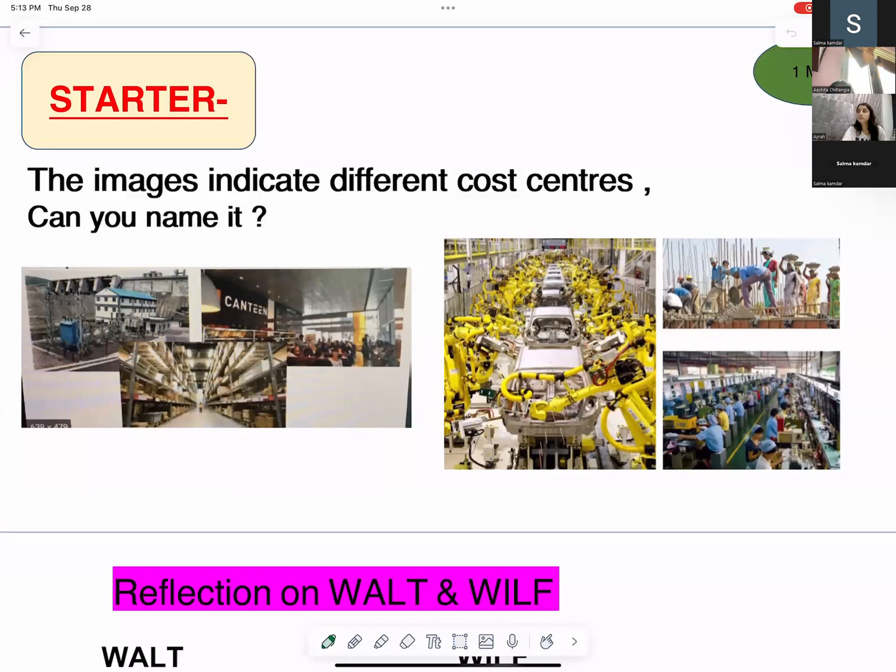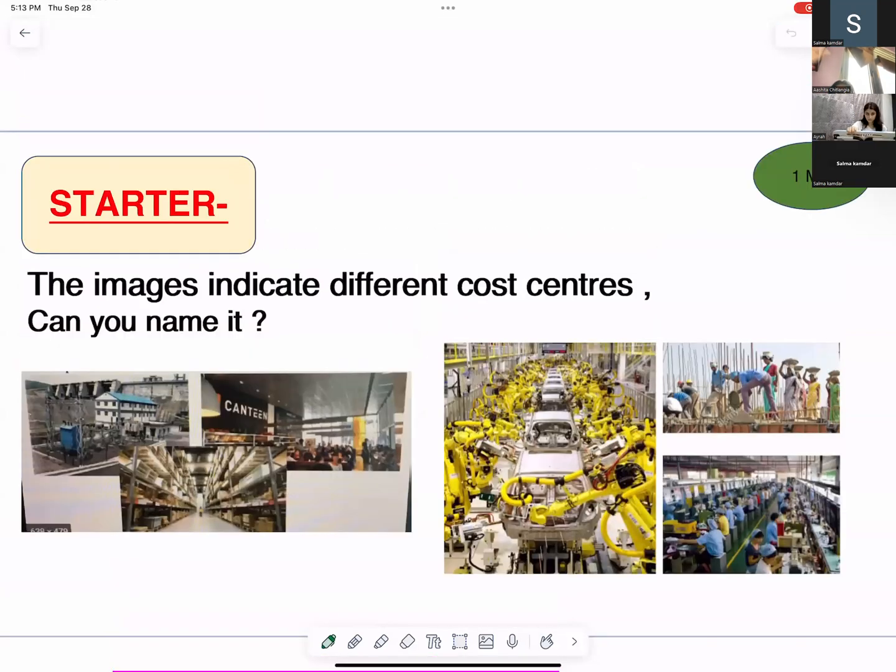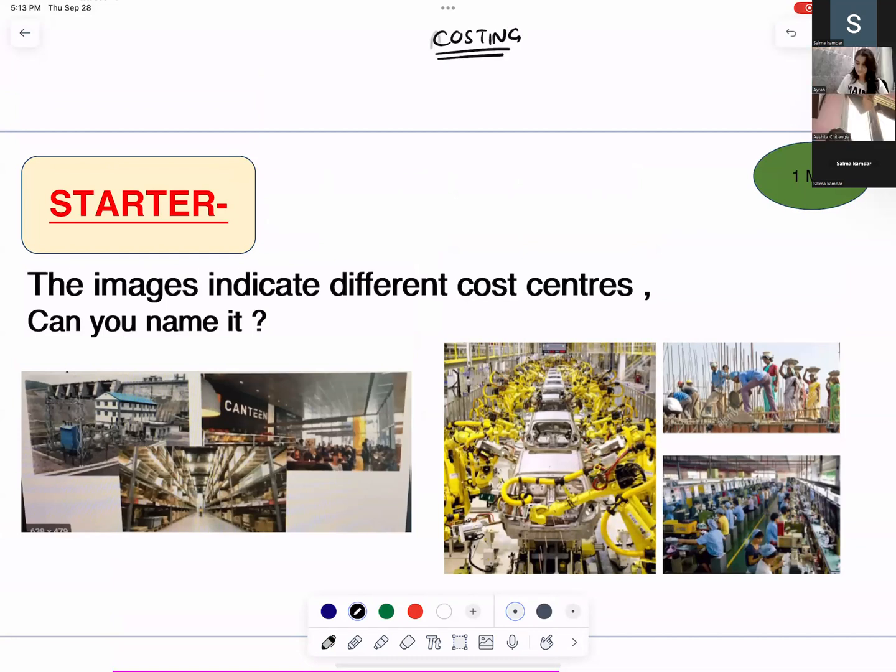Okay. So here we are talking about absorption costing. The basics of absorption costing, as in what is absorption costing. So in costing, can you all tell me who does costing? Who would be the person who would be doing costing? An accountant.